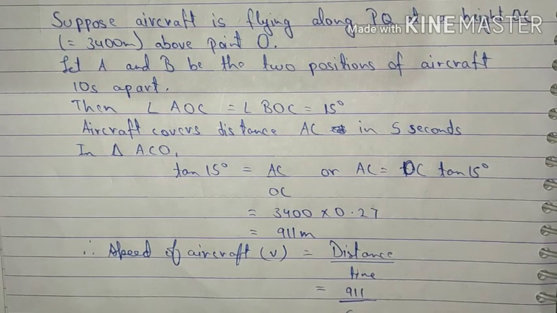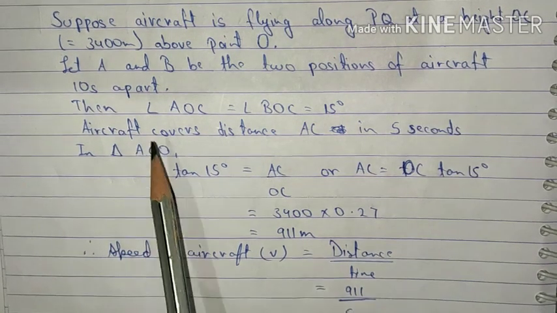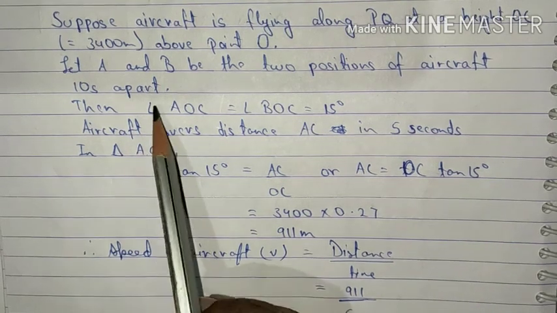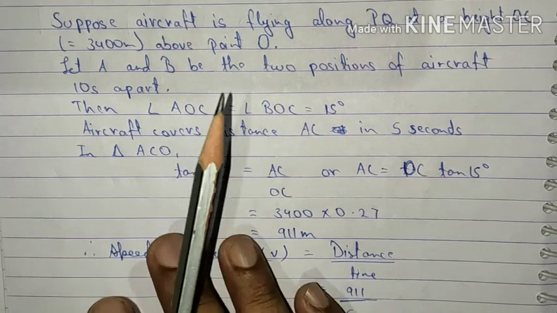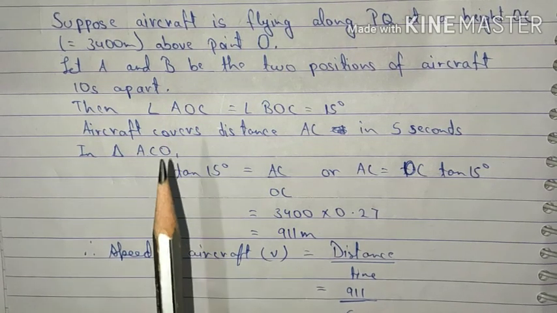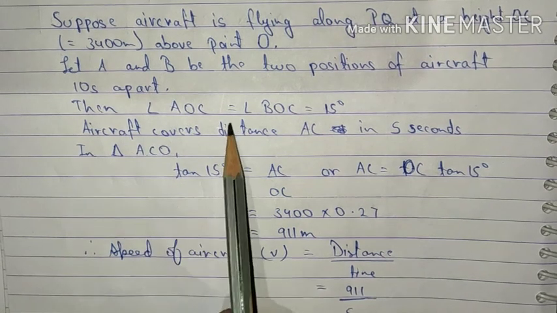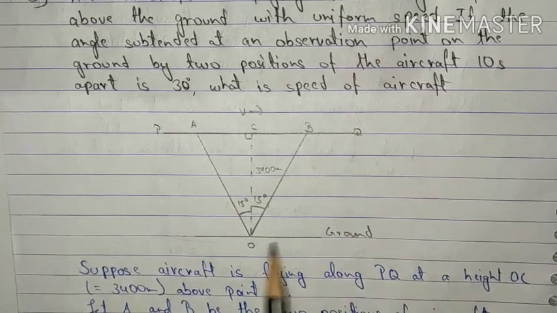What I have already told you is the same thing given here. Suppose the aircraft is flying along PQ at a height OC equal to 3,400 meters above point O. Let A and B be the two positions of the aircraft, 10 seconds apart. That means the time taken to travel from point A to point B is 10 seconds. Then angle AOC is equal to angle BOC is equal to 15 degrees. This is what we saw here also.